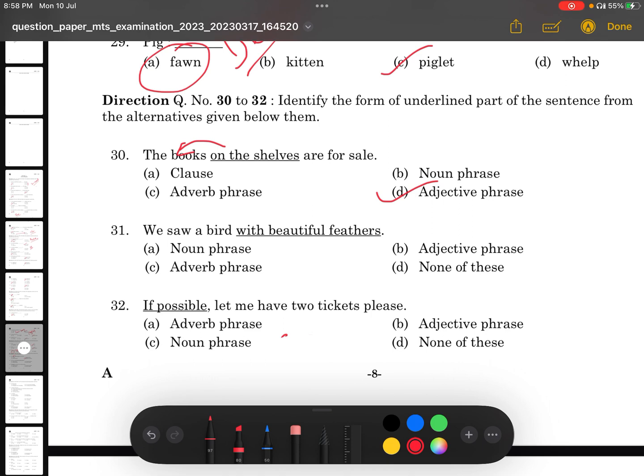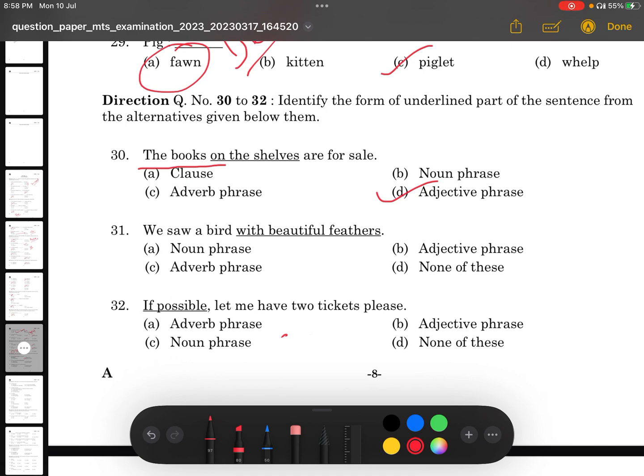But if the question had underlined the whole part, the books on the shelves, then it would have become a noun phrase. Why? Because a noun phrase always contains a noun and talks about a noun. But here only on the shelves is underlined, so it is an adjective phrase, because that particular phrase modifies the noun, the books. Where are the books? They are on the shelves. That is why it is an adjective phrase.